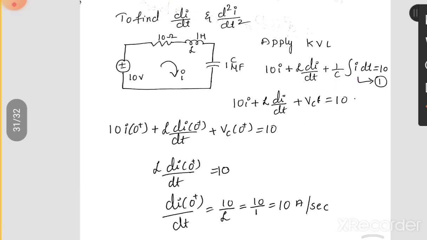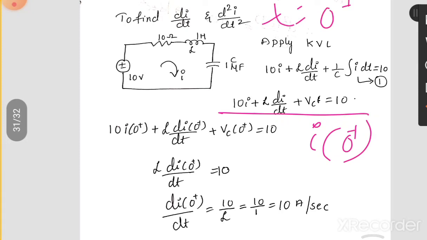Now substitute I as I of 0 plus, because we are calculating everything at 0 plus. So 10 into I of 0 plus L into di by dt at 0 plus, plus Vc of 0 plus, equal to 10. You know these values: I of 0 plus is 0, and Vc of 0 plus is also 0. Then L into di by dt equals 10, so di by dt equals 10 by L. L is 1, so its value is 10 ampere per second.